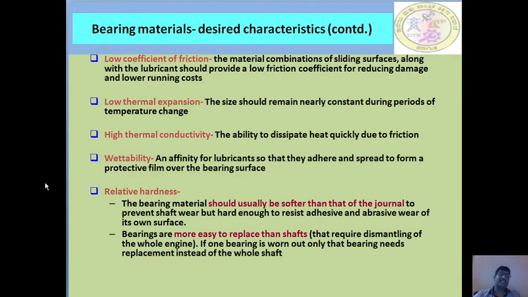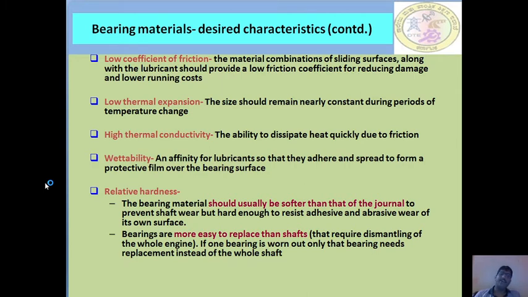And high thermal conductivity: the material can dissipate more heat to the outer atmosphere, because if the material can quickly remove the heat from the system, then the friction can reduce. Hence, higher thermal conductivity is a most important characteristic. And wettability is an affinity for lubricants, so that they adhere and spread to form a protective film over the bearing surface.